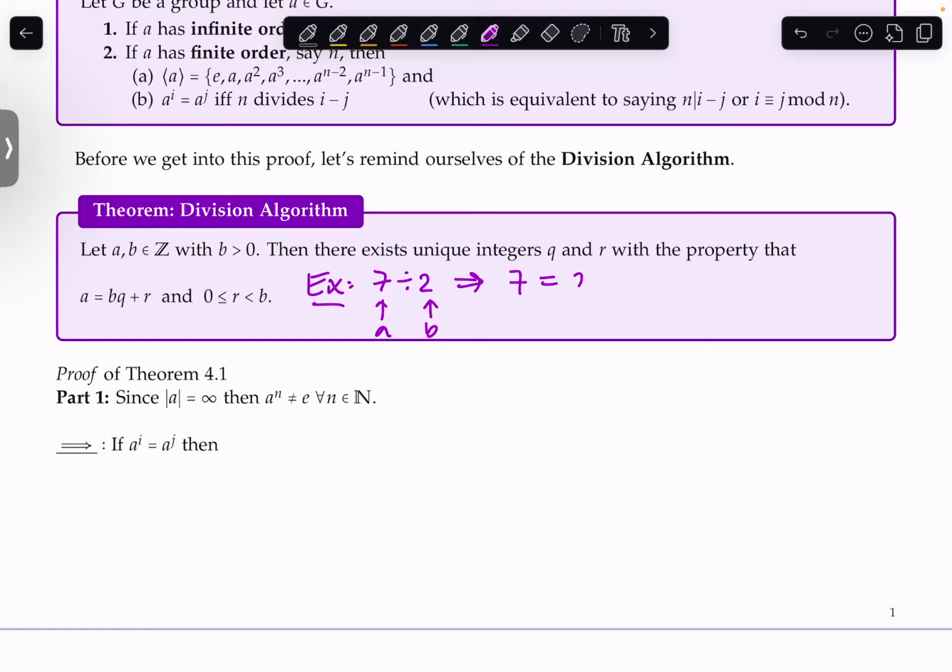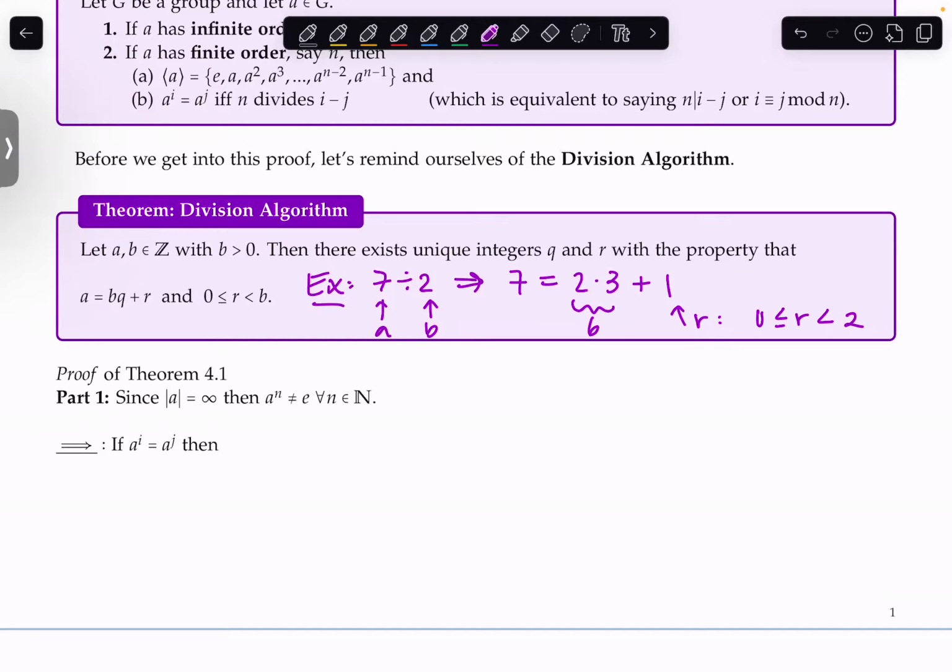So this will be the same as 2 times 3, which gives me back 6. Okay, but I have a remainder here of 1, which is between 0 and the number that I'm dividing by. I can really think mod 2, my remainders are either going to be 0 or 1. They're either going to be odd or they're going to be even here.